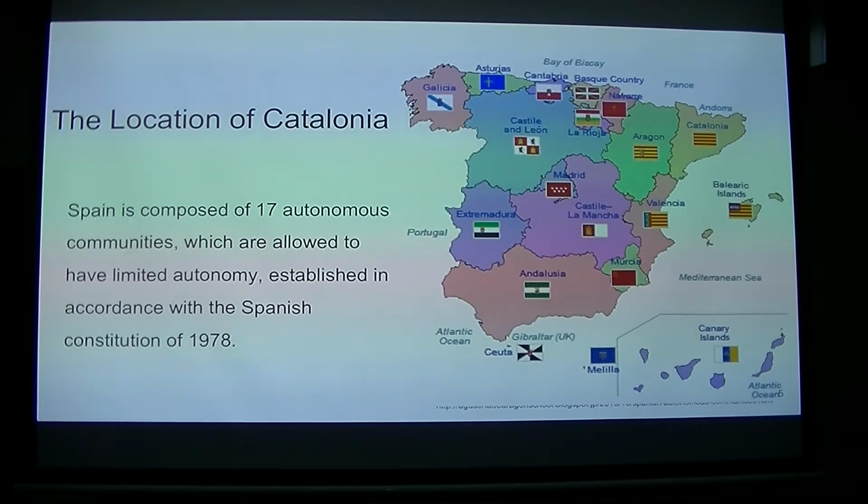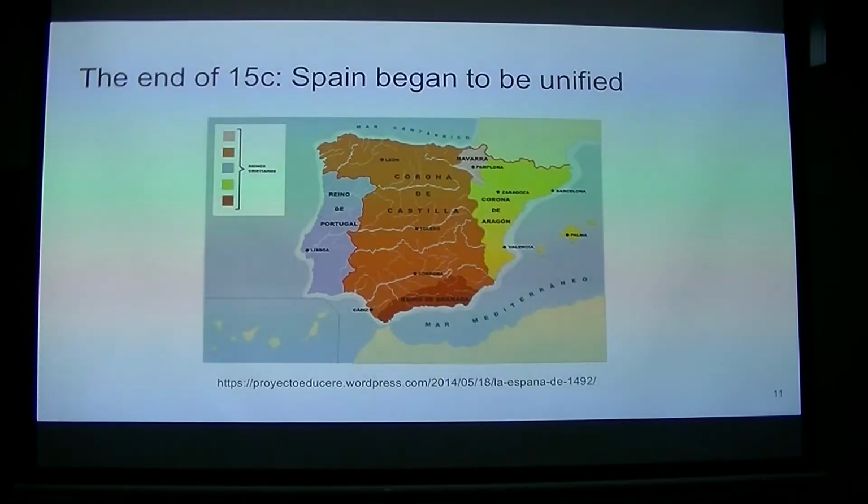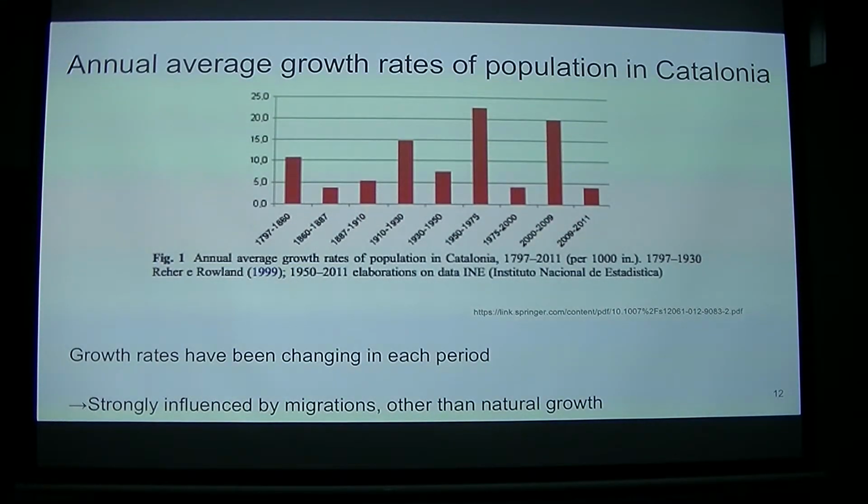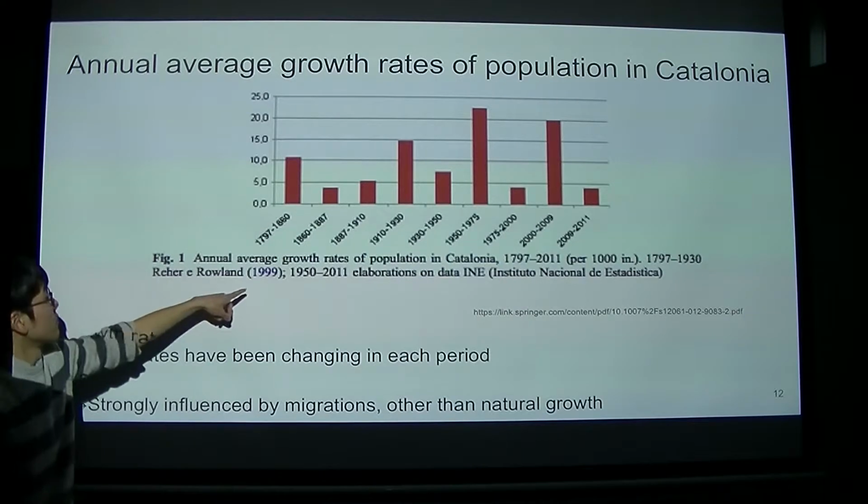Go to page 12. What is that? What is that percent, or is that numbers? Sorry, I don't understand what that growth rate is. It says per 1,000 inhabitants, but I don't know what that means. What is that 5, 10, 15, 20? It's not percent.